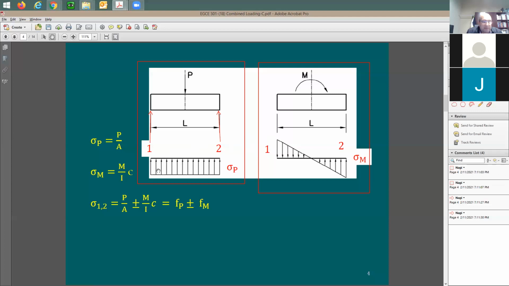Someone's going to say it depends on the stress value. If sigma P in value is much higher than this sigma M, because this here is going to be sigma M and this is going to be also sigma M, it means that you're going to end up with some compression here because the compressive stress is going to prevail.